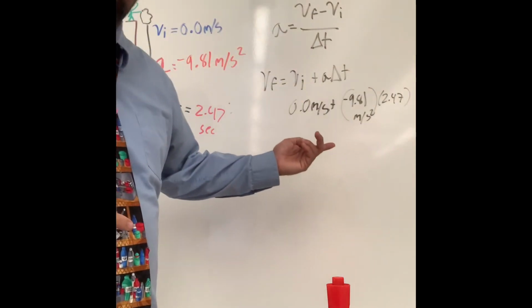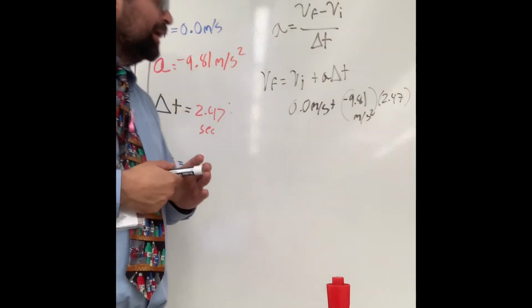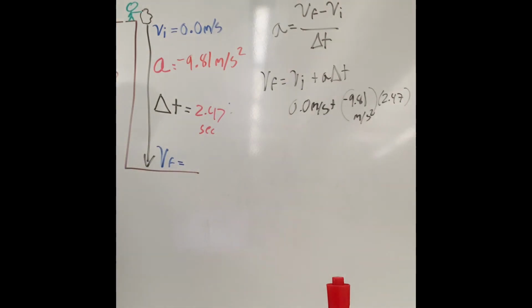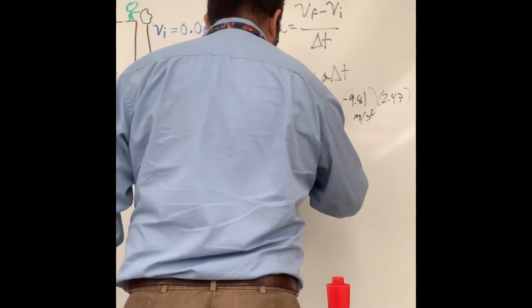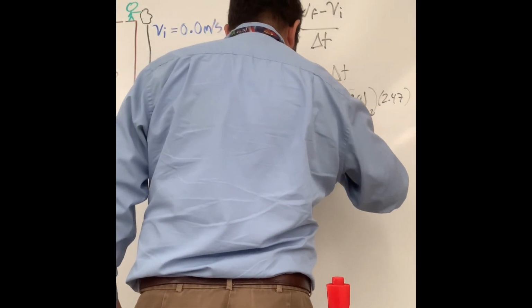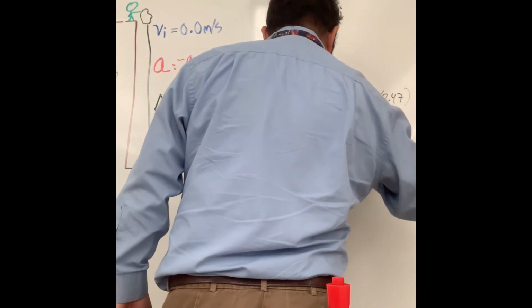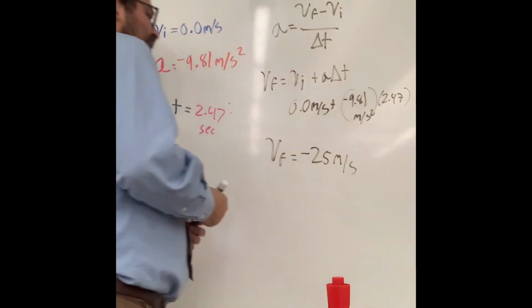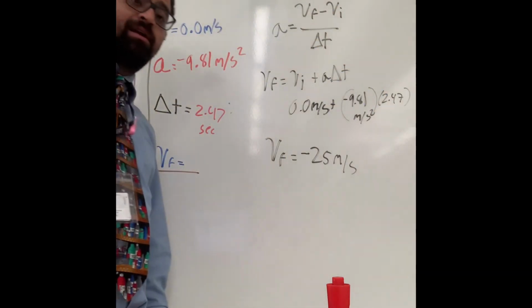Right? And when you multiply 9.81 times 2.47, you get an answer of right around negative 25 meters per second. Why is it negative? Because the velocity is headed downward.